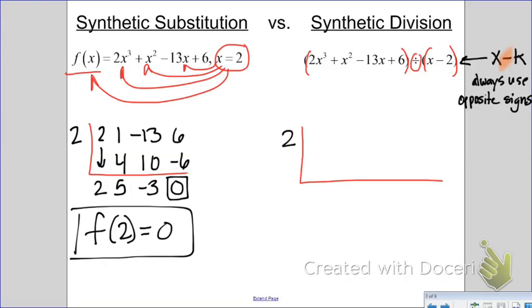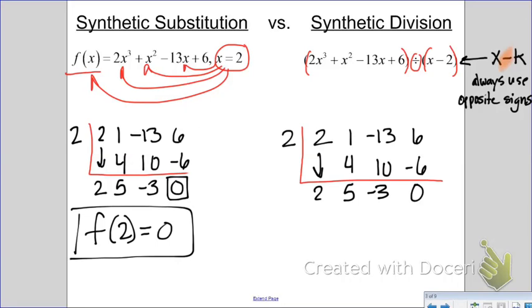Go ahead and list the coefficients again: 2, 1, negative 13, 6. Notice that the coefficients are the same as in synthetic substitution because I'm using a very similar expression. Drop the 2. 2 times 2 is 4. 4 plus 1 is 5. 2 times 5 is 10. Negative 13 plus 10 is negative 3. 2 times negative 3 is negative 6, and that equals 0.